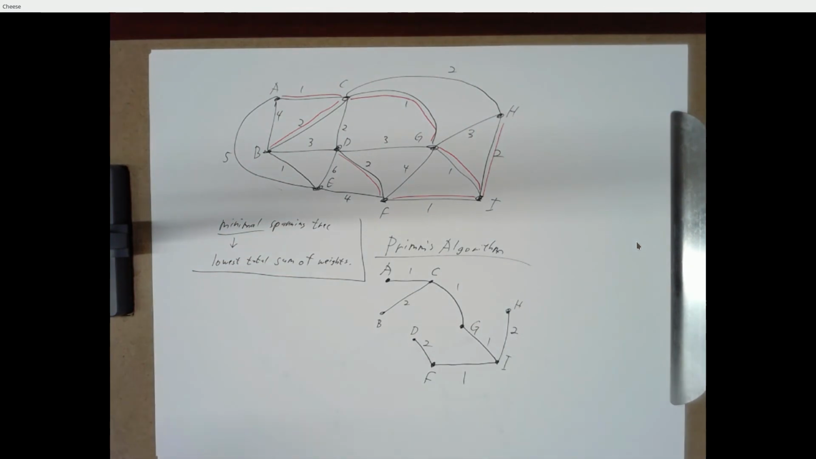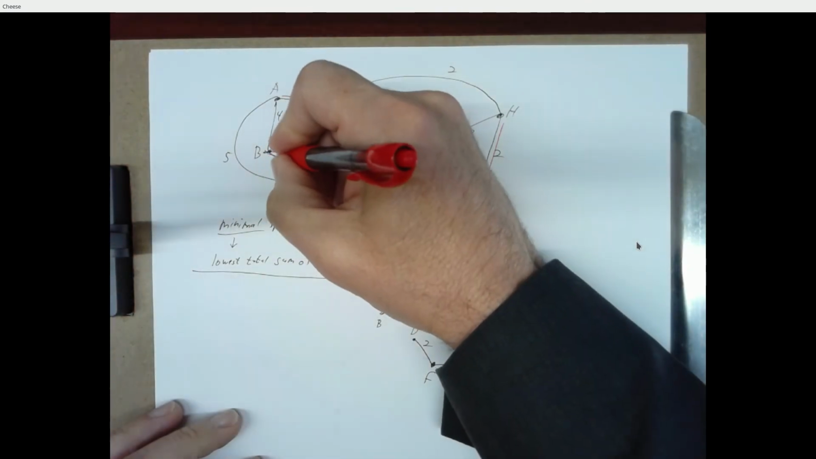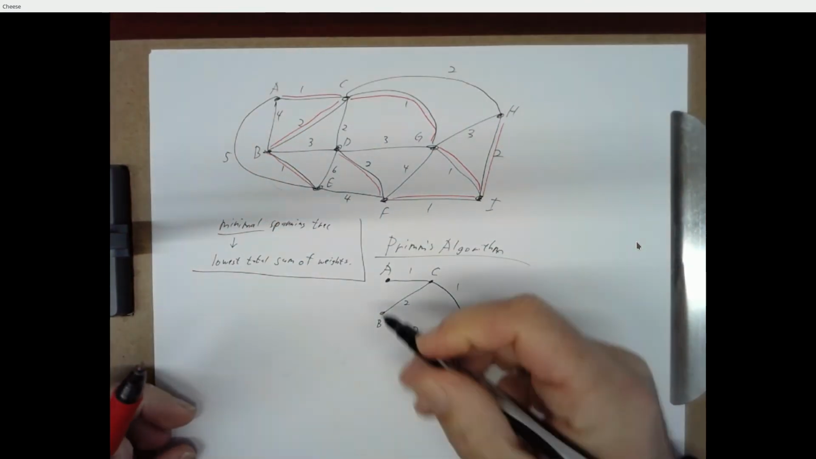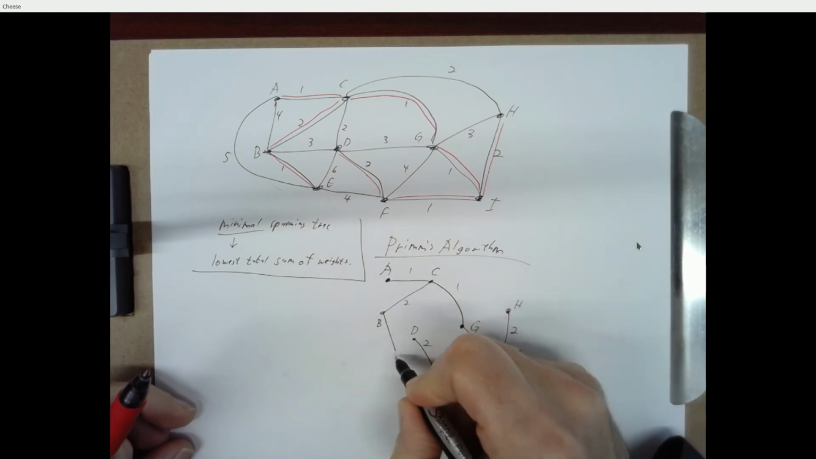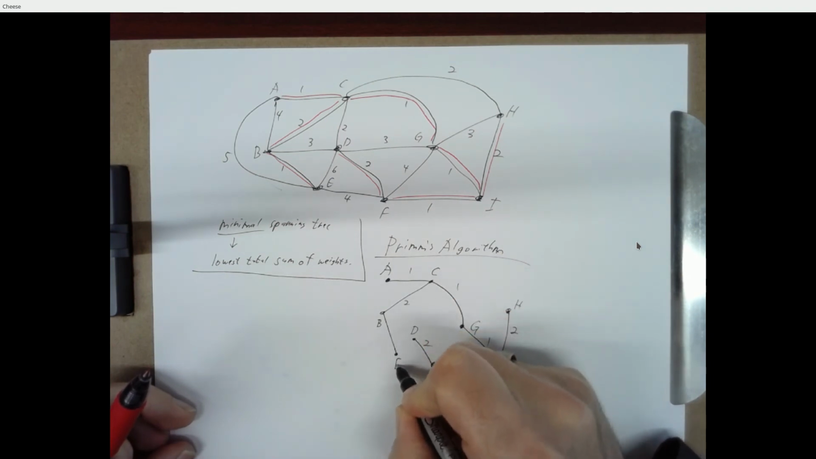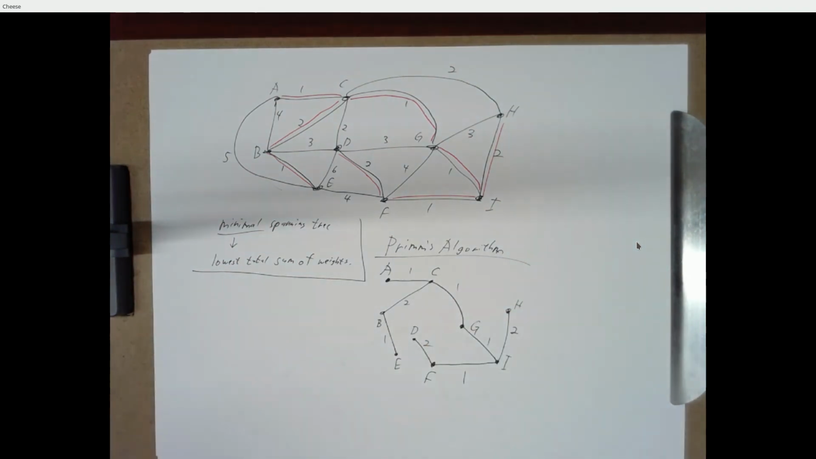All right. But now we have... Oh, we missed a B to E. But we haven't done anything else with E, so no harm done. That's all. C, E, F, G, H, I. We've got all our vertices, so we're done. And there's a minimal spanning tree.